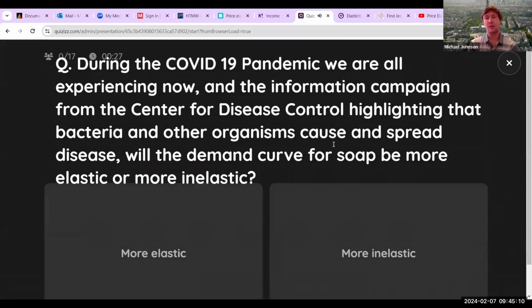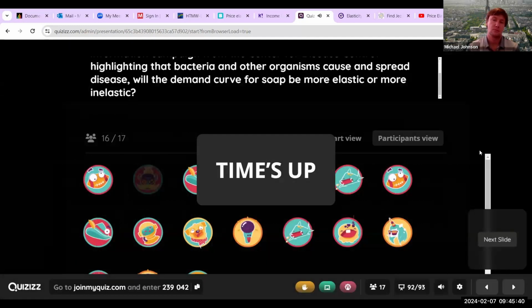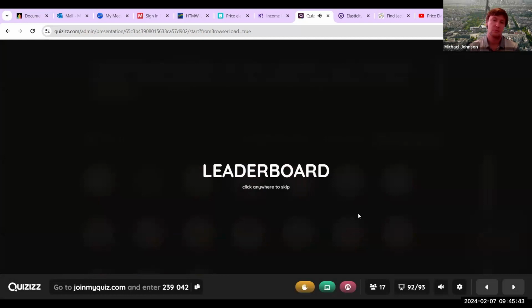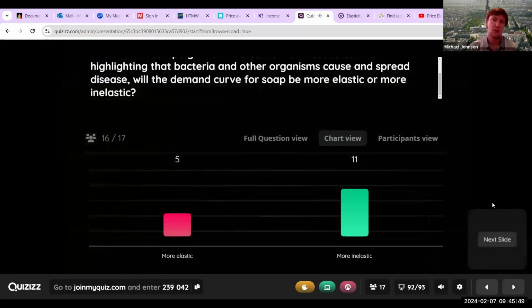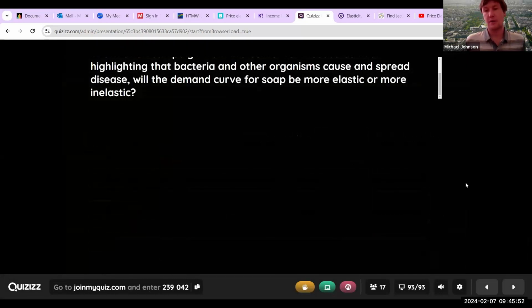During the COVID-19 pandemic we are all experiencing now, and the information campaign from the CDC highlighting that bacteria and other organisms cause and spread disease, will the demand curve for soap be elastic or more inelastic? More elastic, because you'll need soap more for this.